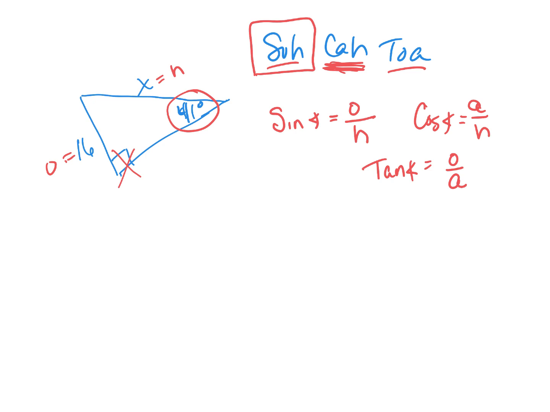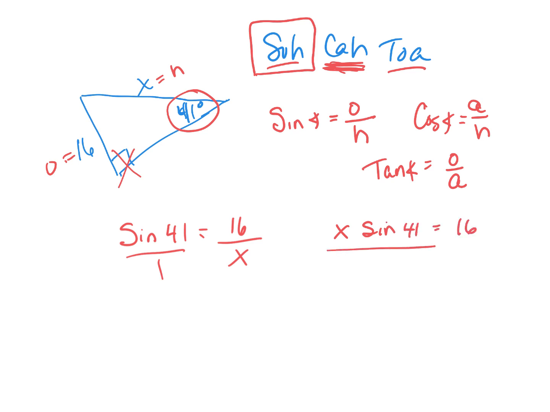We decided we're going to use sine for this one. So sine of the angle, who's the angle in this picture? 41 equals 16 over x. And now we just let the math take us there. We're going to cross multiply. Always put the number or letter in front, so x sine of 41 equals 16, and always leave the x alone before you use your calculator. And x is going to be equal to 16 divided by sine of 41.